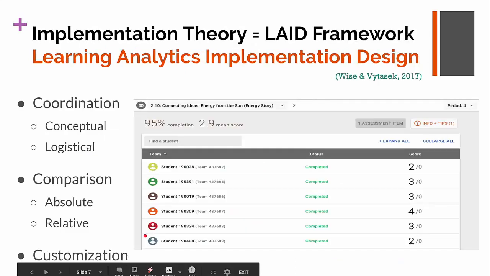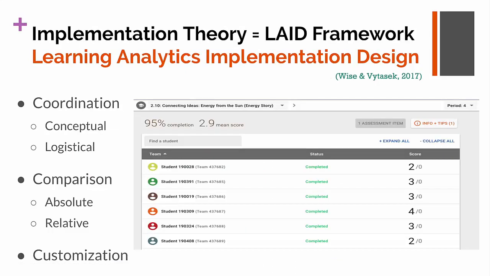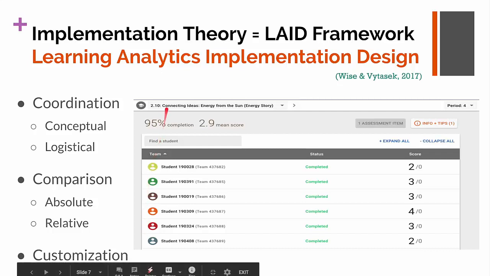The implementation theory that we use for this study is the LAID framework, or the Learning Analytics Implementation Design, put forth by Wise and Vidisek in 2017. And this framework has 3 core principles. 1, coordination, and that principle is further divided into conceptual coordination and logistical coordination.